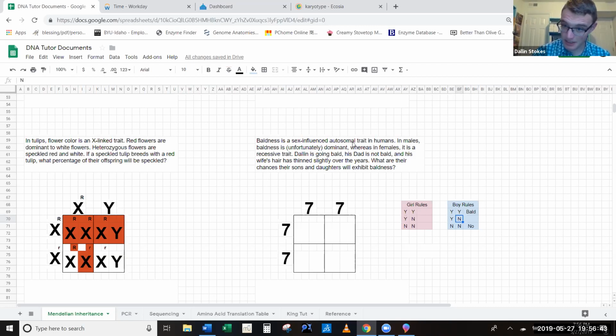This is where we have to look up here. Which one's dominant? In males, bald is dominant. So in males, the yes overpowers the no. So will a heterozygous male be bald or not? He will be bald because the male rules say baldness is dominant.